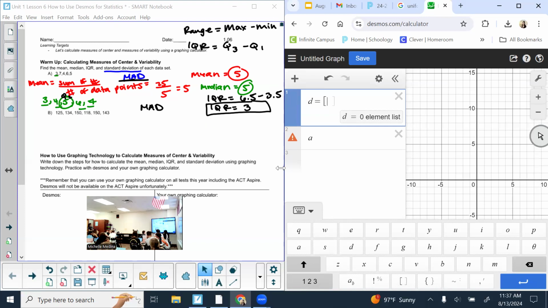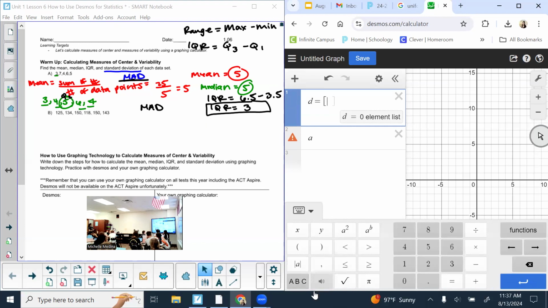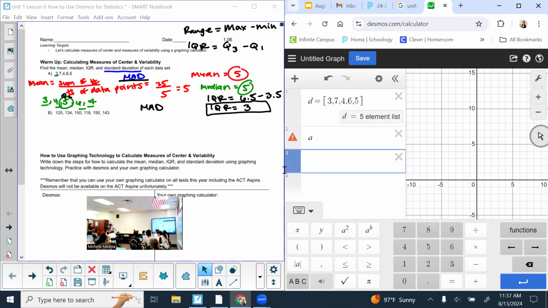And you would then type in your data set. My data set, we'll start with the smaller one, and it doesn't have to be in any particular order. You could put it in numerical order if you want, but you don't really need to when you're using the graphing calculator. When you're done, you could close the bracket. Usually if I click out of it, it does it already. And then in a different cell, I can ask my graphing calculator to do a bunch of different stuff.